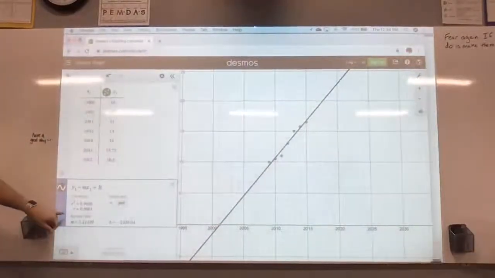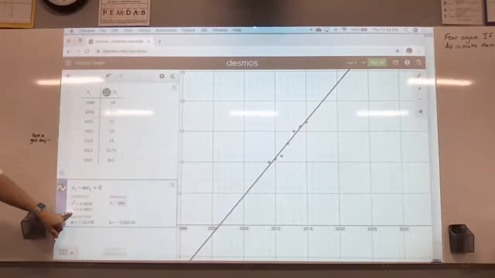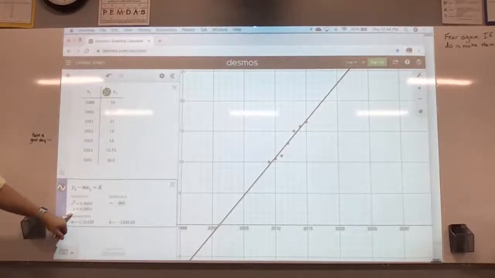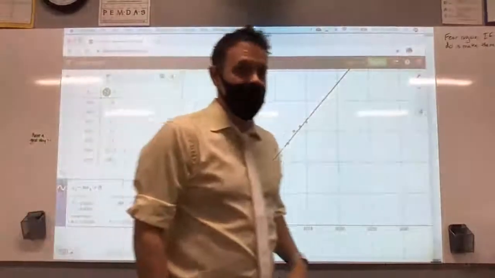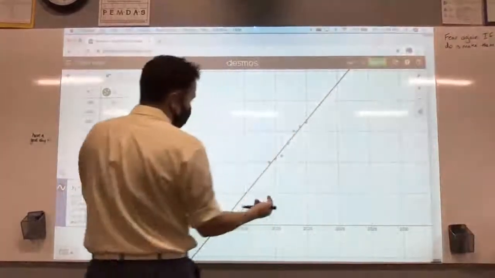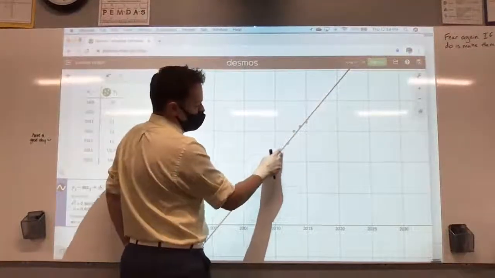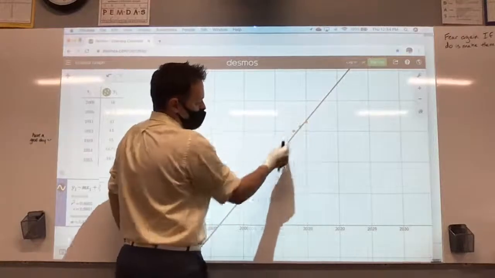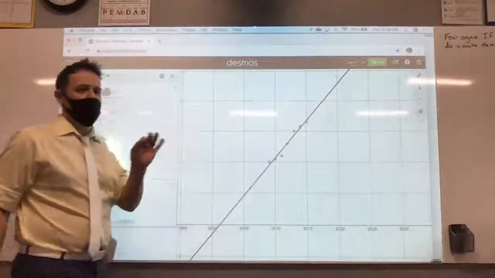The R is what value? 0.98. Is that a strong correlation? Yeah. Is that number close to 1? Yeah. Please say yes, okay? Yes. That'd be like 0.98, or 98%. Okay, so what you guys need to know, because if you look, this line touches 1, 2, 3, 4 points. And it's so close to the other ones that it's almost perfect.